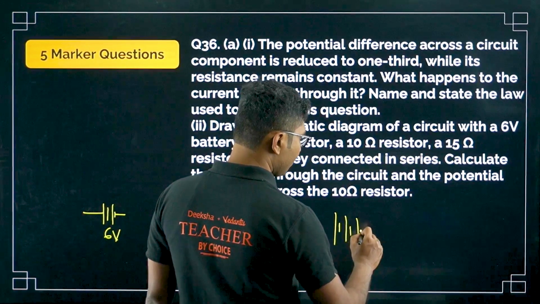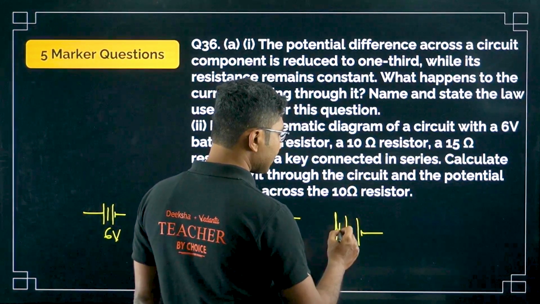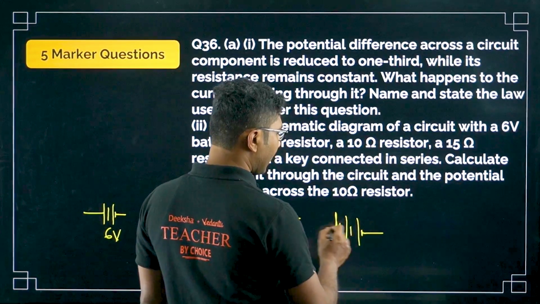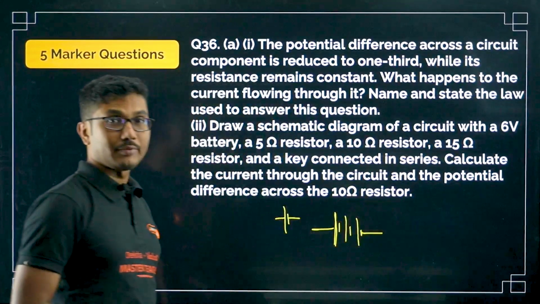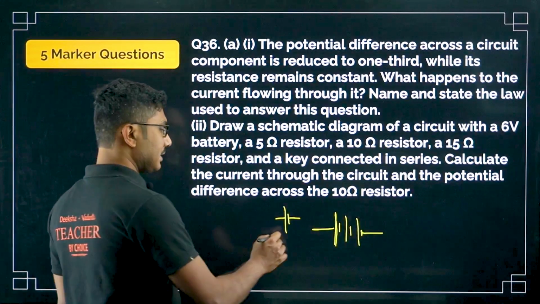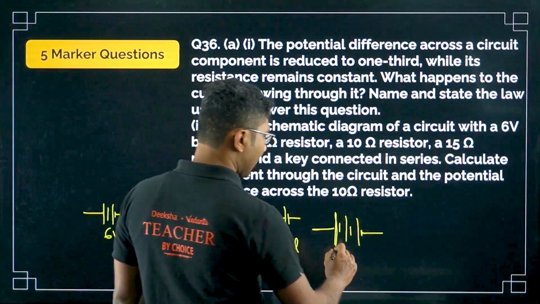One small, one large. If you are starting with large, you have to end with small in between. You can add a few more small and large alternately. That is a battery. This is a battery, this is a cell.